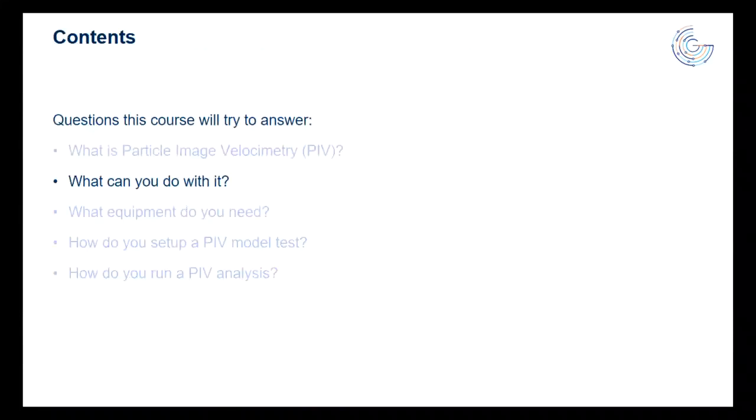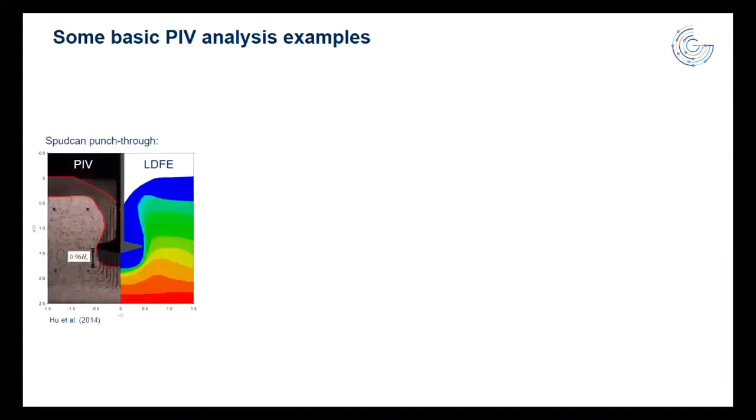So what can you do with it? Well, let's have a look at some basic PIV examples for a moment. On this example here, we've got a half jack-up foundation pressed up against a perspex window. It's punching through a layer of sand overlying a soft layer of clay, a sort of classic creme brulee problem. And we're using the PIV measurements to validate some large deformation finite element modeling we performed in parallel.